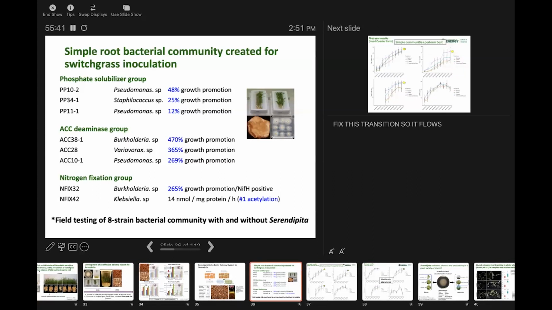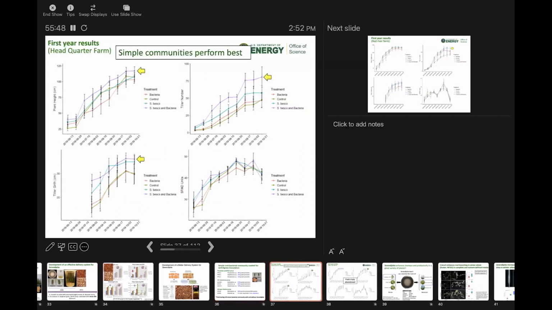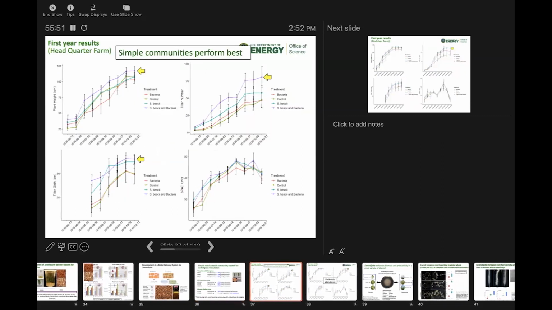And at this point, we were done with the greenhouse and we were ready to go to the field. Okay, so this is how it worked. This is the first year results. Plant height, tiller number, tiller girth, and a measure of photosynthesis. Okay. Purple is fungus plus bacteria. Green, control, blue, just the fungus, and red, just the bacteria. So the combination does very well. Okay. Here, combination. Next, fungus. And then the bacteria is right with the control.